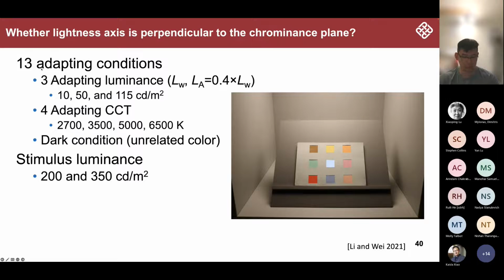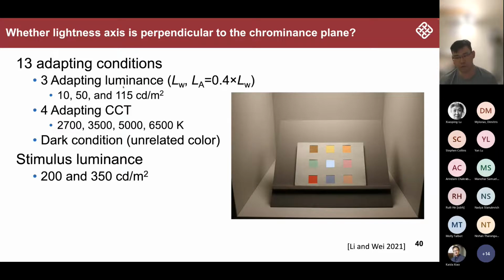For the other 12 conditions, we have 3 adapting luminances with 4 adapting CCTs, crossed, so it's a 3x4 design. The 3 adapting luminances are 10, 50, and 115. For the 4 adapting CCTs, 2700K all the way to 6500K. For the stimulus luminance, which is the brightness of the iPad, it was 200 and 350 candela per square meter. So you can see that the luminance of the stimulus was much brighter than the adapting luminance. This is what we call HDR.